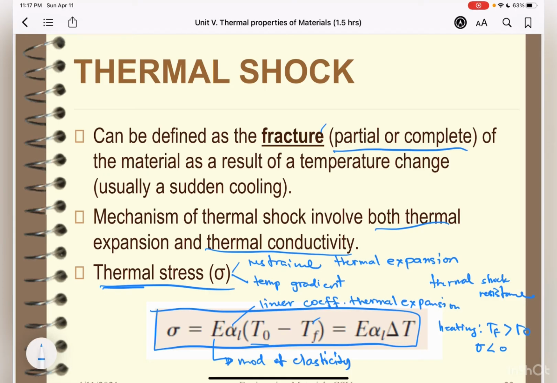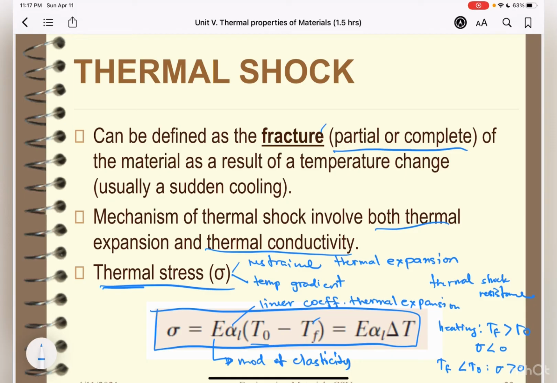So you have here, say for example, your rod expanded has been constrained. Now if the rod specimen is cooled, or your TF is less than your TO, of course you expect that your thermal stress would be greater than 0, if TO is greater than your TF, or initial temperature.